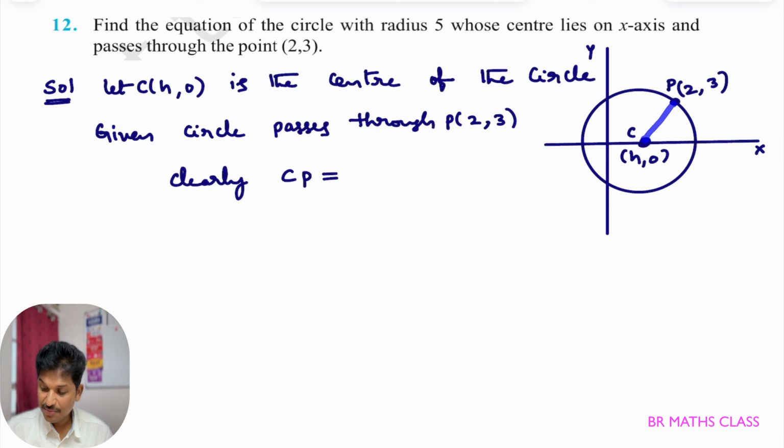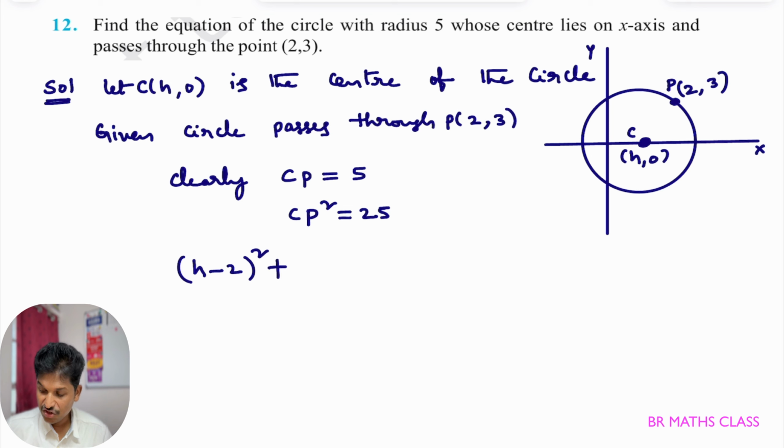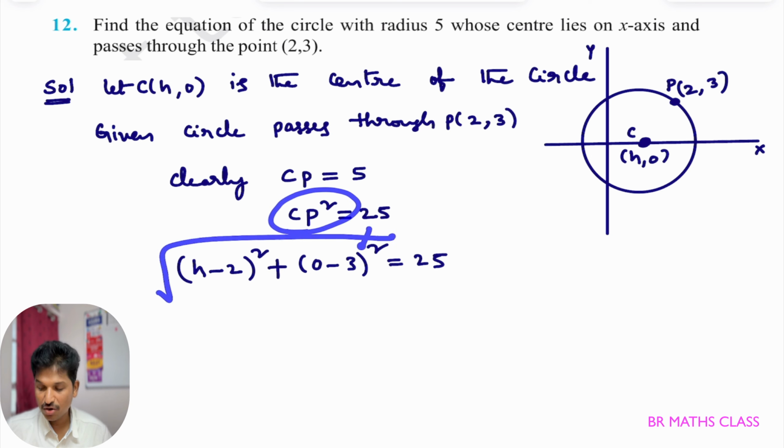Clearly, CP is the radius. In the question they gave that the required circle's radius is 5 units. That means CP is 5. Now square this on both sides. What you will get? CP square equal to 25. CP means the distance formula, root over. Here square is there, so this root will get cancelled. Here you use the distance formula for CP. You will get (h minus 2) whole square plus (0 minus 3) whole square equal to 25. Actually, this is CP square, that's why I have not written the root.